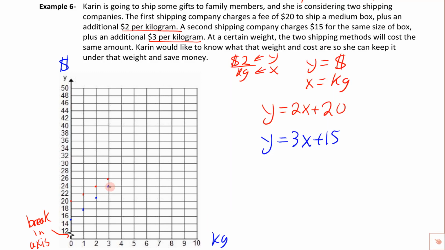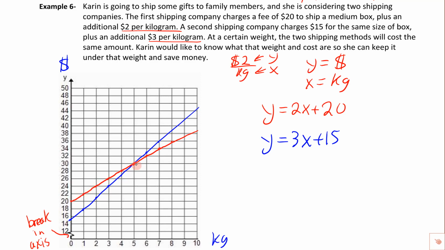For the blue one, we're going up. Remember, we're going up $3 for every kilogram, up $3 for every kilogram. So it's going to look something like this. So here's our blue graph for that particular shipping scenario. And then this one is going up $2 for every kilogram, up $2 for every kilogram, and notice where they cross. Looks pretty darn good.